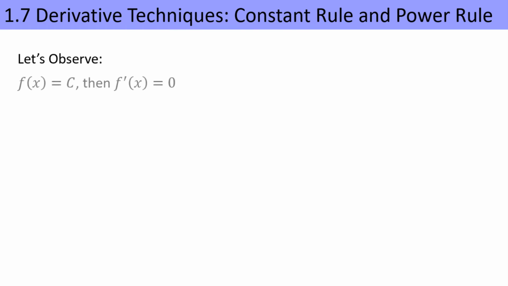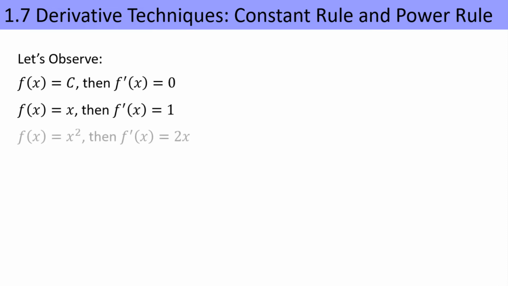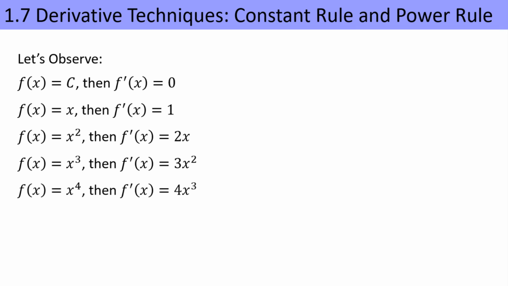Let's observe. We know that if f(x) equals c, a constant, then the derivative f′(x) for c is 0. If f(x) equals x, which is a line, then the derivative f′(x) equals 1. We have computed previously that if f(x) equals x², then the derivative f′(x) equals 2x. And if f(x) equals x³, then that derivative f′(x) equals 3x². We just computed with the previous example that if f(x) equals x⁴, then f′(x) equals 4x³.